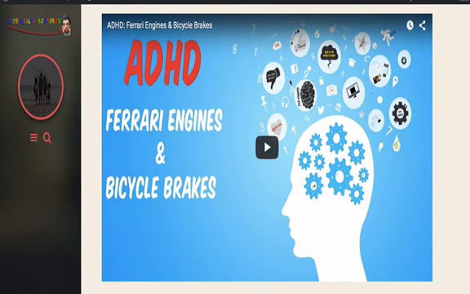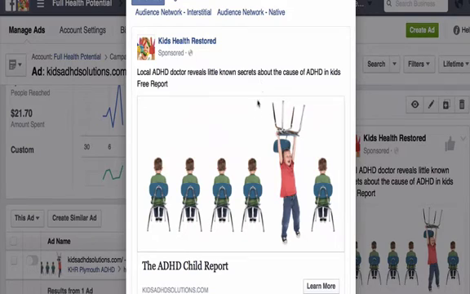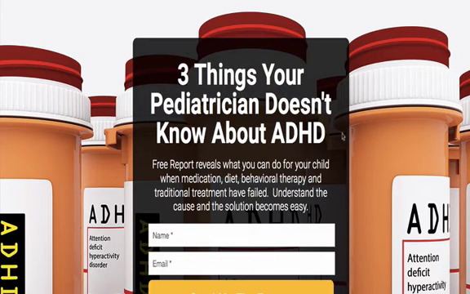So that's what you need to keep in mind when you're going through this: am I talking directly to the parent of a child with ADHD? If you can answer yes to that, then you're probably getting good clicks, a good click-through rate, and probably a good cost per click. And if that's the case, is your squeeze page still doing the same thing? Is it talking directly to that person?